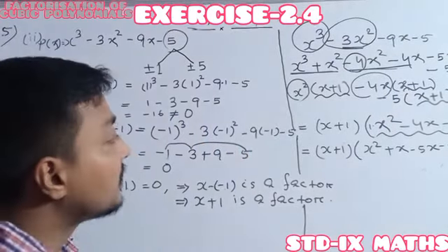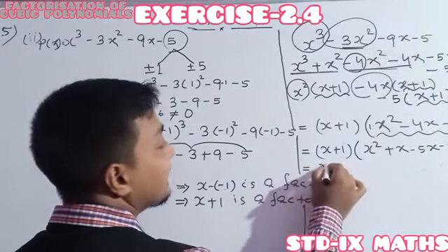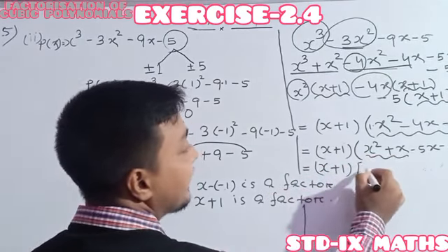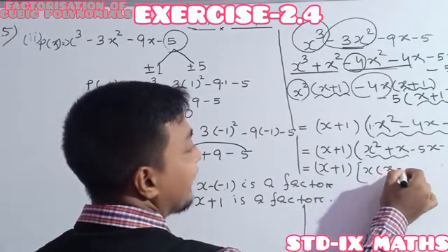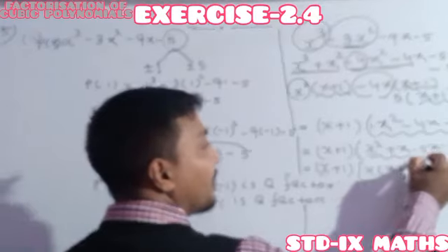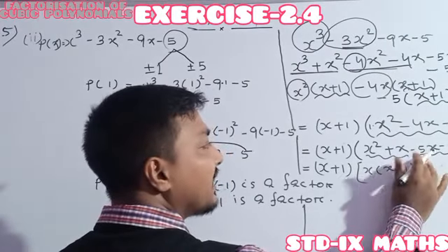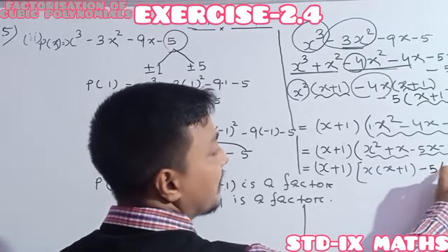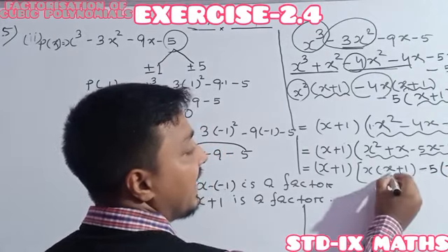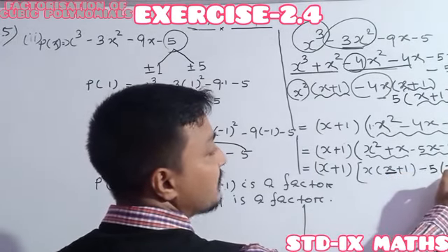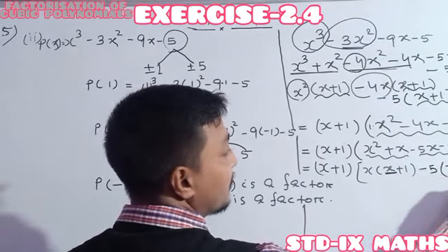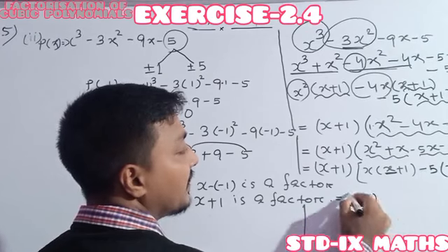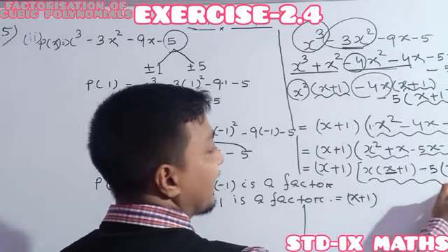See, from the first two terms, x is the common factor, and within the bracket x plus 1 is there. From the other two terms, 5 can be taken common, but here we need to take minus 5 common. Why? Whenever taking minus 5 common, within the bracket plus x plus 1 should be there. Which implies x plus 1.